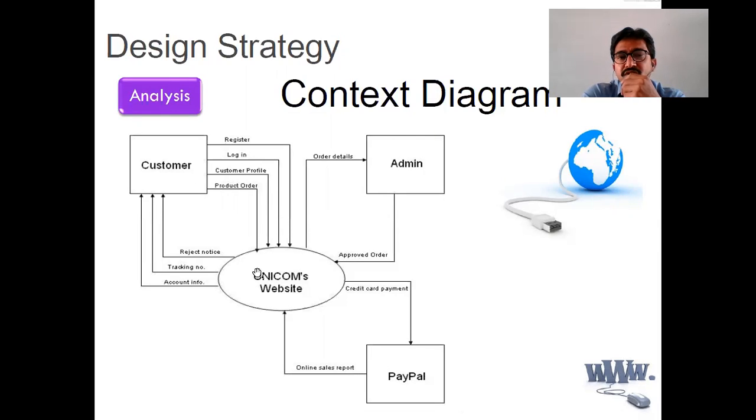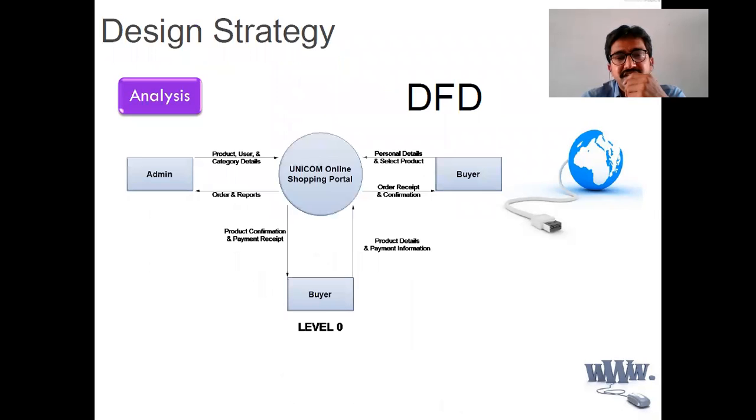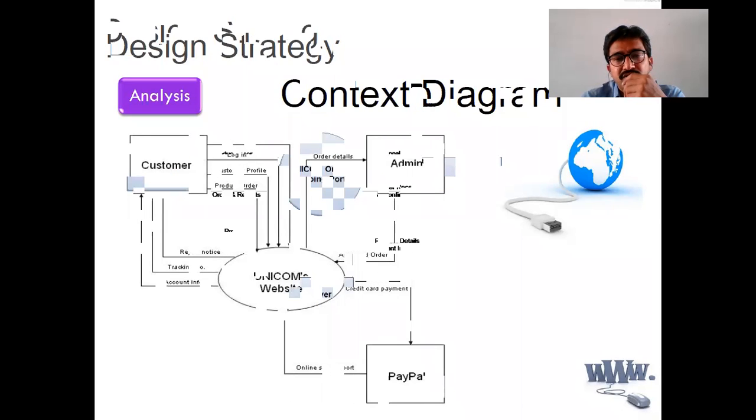Now how do this process and the external entities connect? With the help of data flows. So each external entity is labeled customer, admin, PayPal, and the process is labeled Unicom's website, and the data flows are represented with labels such as register, login, customer profile, product order. Like this, it is labeled. So we give meaningful labels over there. So this is normally the total context diagram.